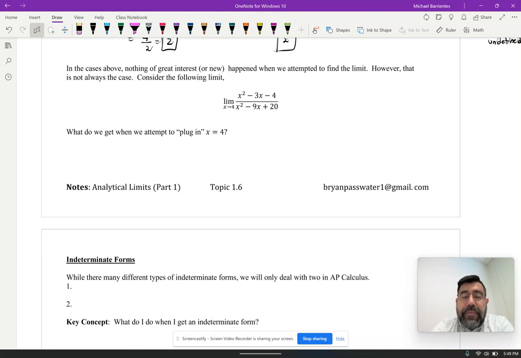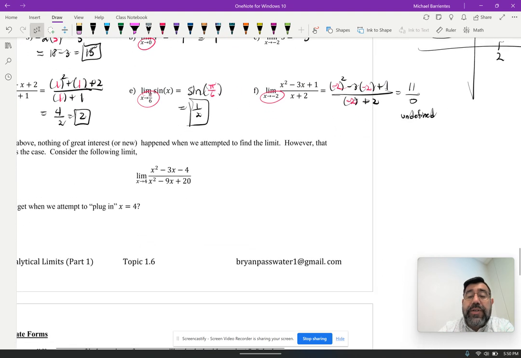So here we are in video number 3. We realized that if we ever need to evaluate a limit, the very first thing we should do is direct substitution of the x value that we're approaching. If we get a finite answer, that's the limit value and you're done. But something happened in this situation on letter F.